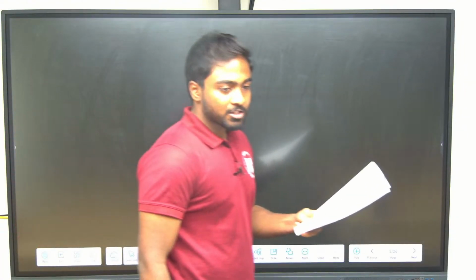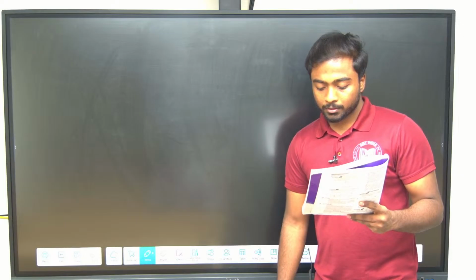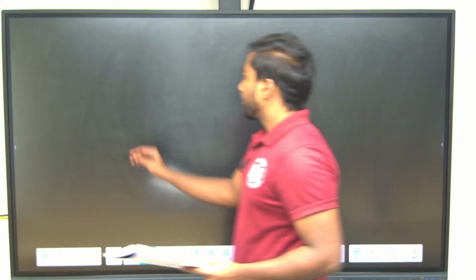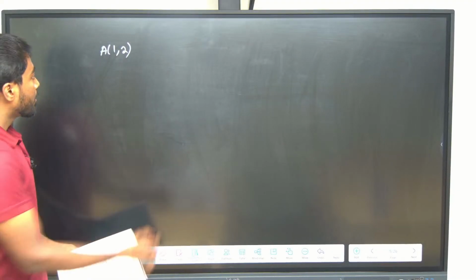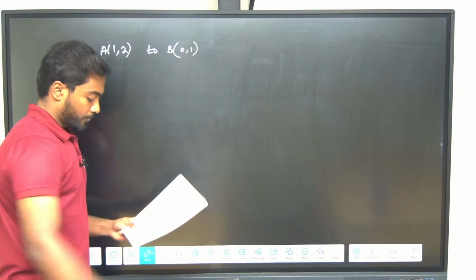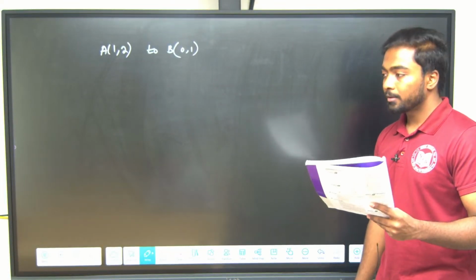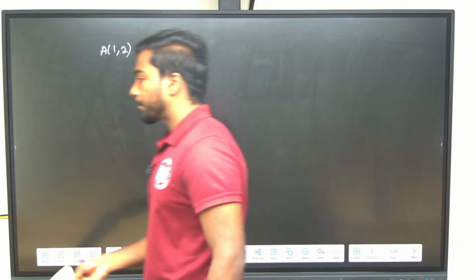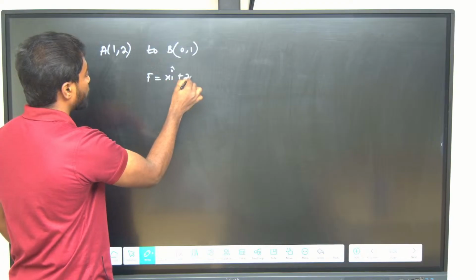an object is displaced from a point A, that is (1, 2), to B, that is (0, 1), by applying a force F equals x i cap plus 2y j cap. Yes, F equals x i cap plus 2y j cap.